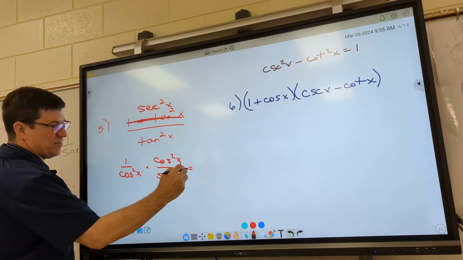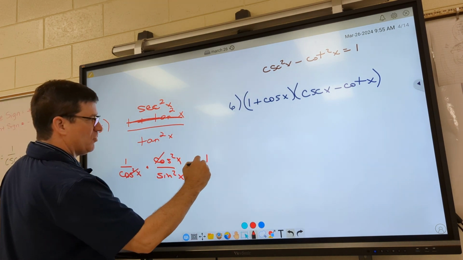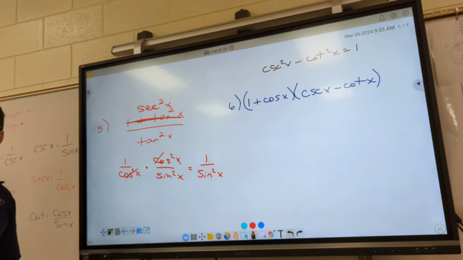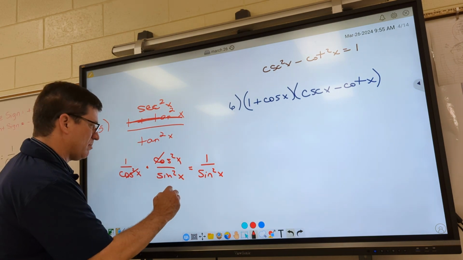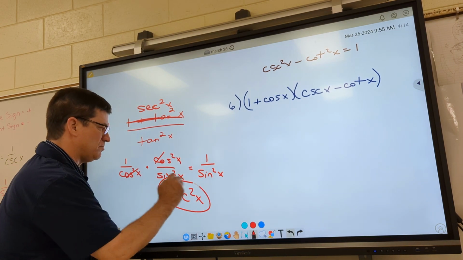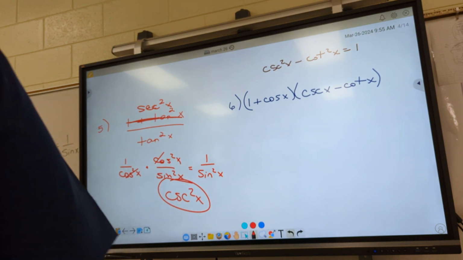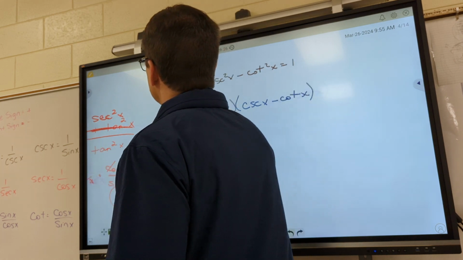So I skipped a step there. I hope that's okay. Cosines cancel. I'm left with 1 on top and sine squared on bottom. Now, can I leave it like that? They don't want you to leave it like that. They want you to turn it into one word. What does 1 over sine squared turn into? Right here. 1 over sine is cosecant, so that would be cosecant squared. So 4 and 5, very similar problems. All right, we can go to 6.